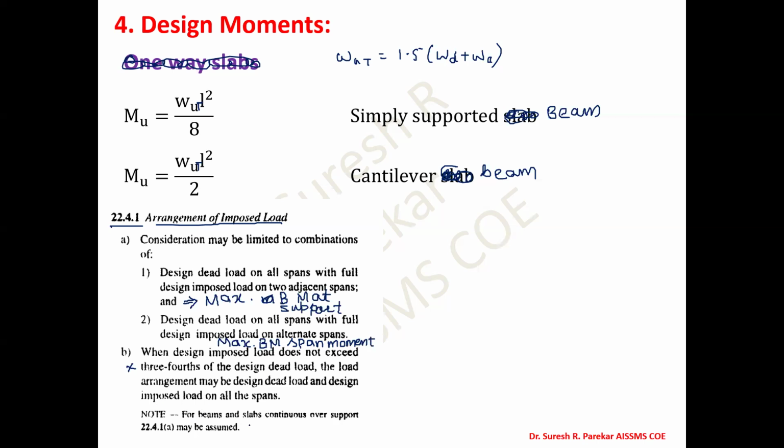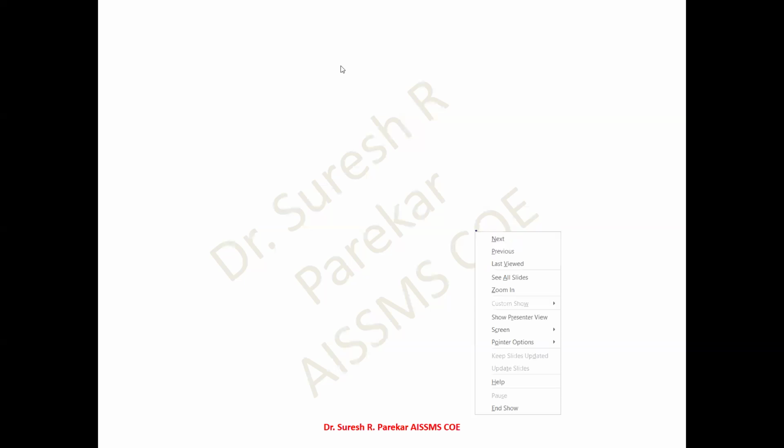So now for beams and slab continuous over support, 22.4. For continuous support, you have to use 22.4.1. So this we are not going to use. Then we have this that is given on page number 34. You can go to 22.4.1. So now I will go for the plotting of this loading diagram.